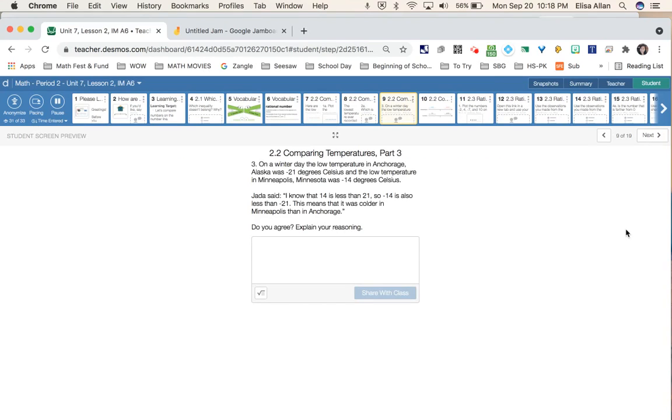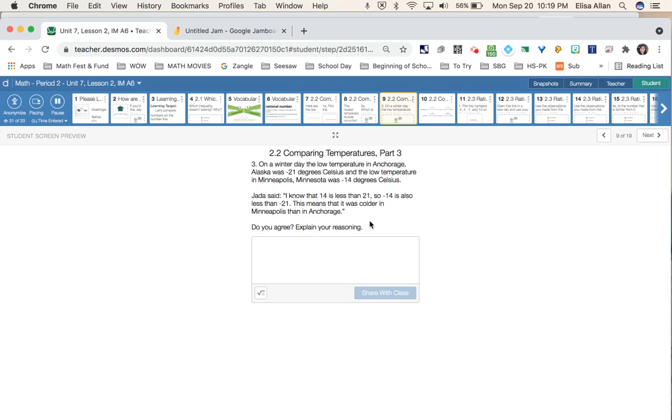On to slide 9. On slide 9, we see here that on a winter day, the low temperature in Anchorage, Alaska was negative 21 degrees Celsius, and the low temperature in Minneapolis, Minnesota was negative 14 degrees Celsius. And so Jada says, I know that 14 is less than 21, so negative 14 is also less than negative 21. This means that it was colder in Minneapolis than in Anchorage. Do you agree? Explain your reasoning.